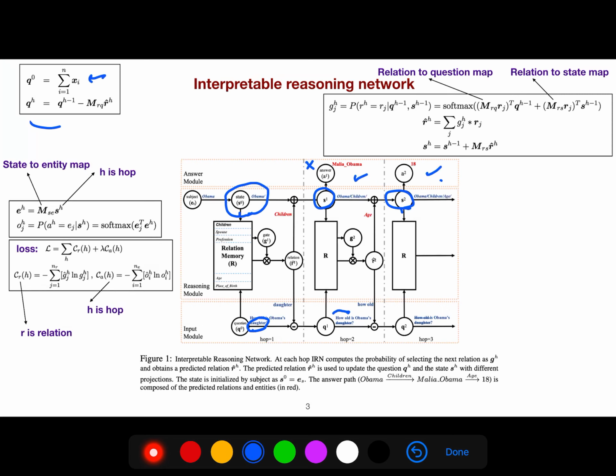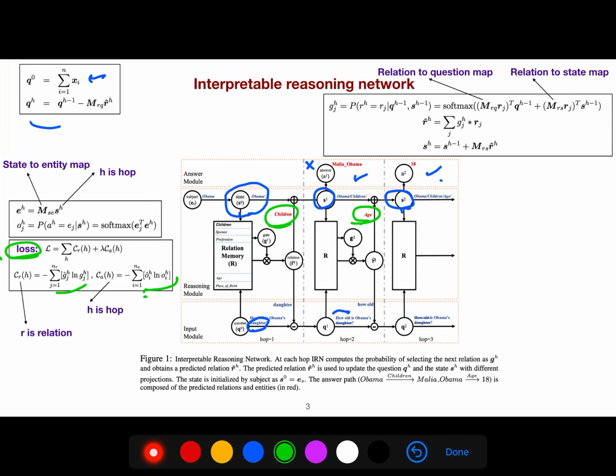So at each step, as I said, we pay attention to different words of the question, and then we obtain which relations maximizes that likelihood that corresponds to this loss. But here the loss is just using this cross entropy, and same for relation and same for these answers.